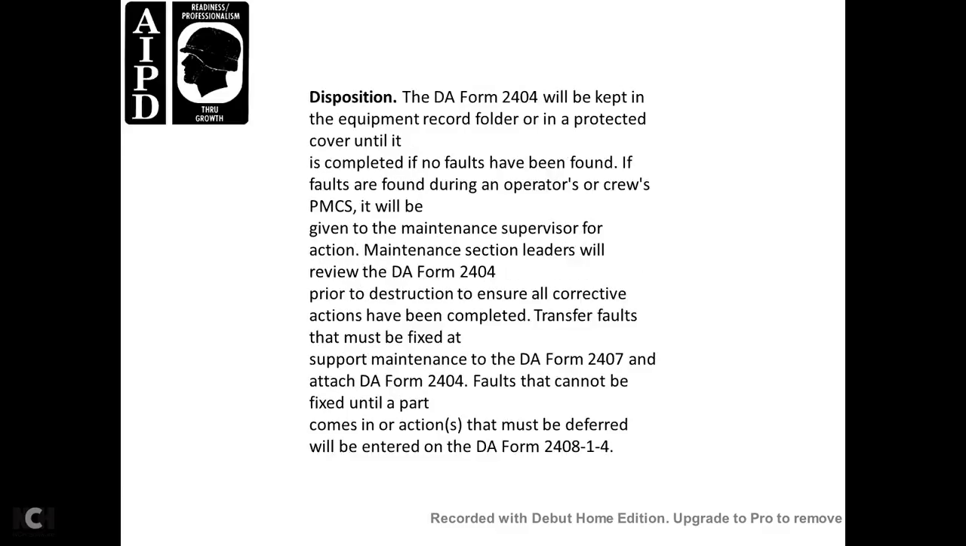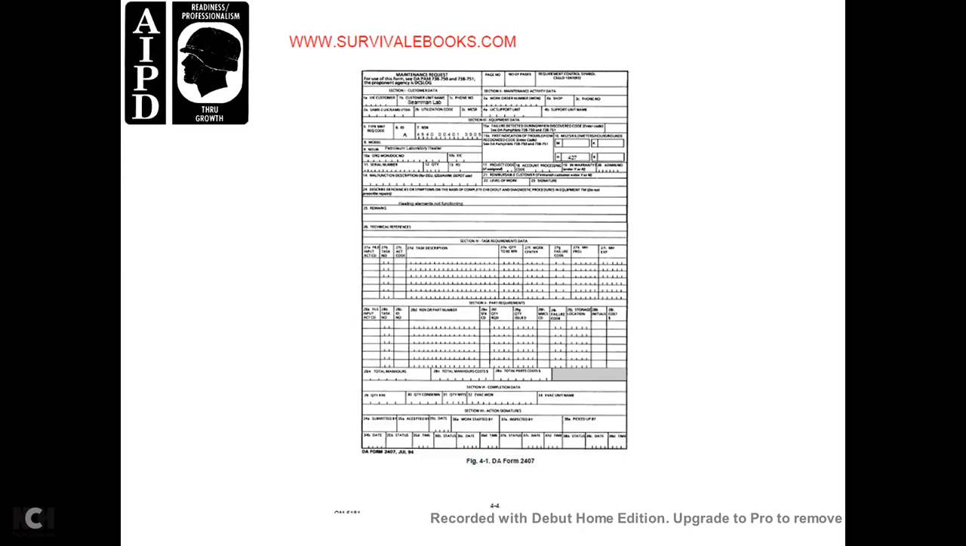Disposition of the DA Form 2404: keep it in the equipment record folder in a protective cover until the completion of the service, when no faults have been found by the operators and crew during the preventive maintenance checks and services, given to the maintenance supervisor or maintenance section. Leaders will review the DA Form 2404 and ensure all the corrective actions have been completed, and that faults that must be fixed by support maintenance are transferred to the DA Form 2407. Faults that cannot be fixed until parts arrive must be deferred to the DA Form 2408-14.